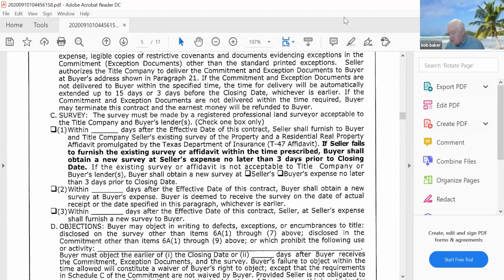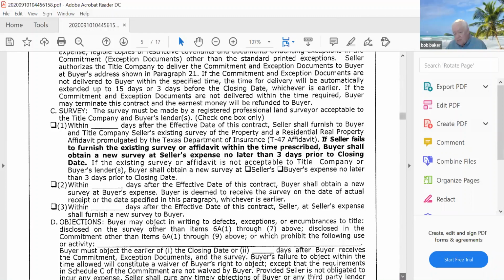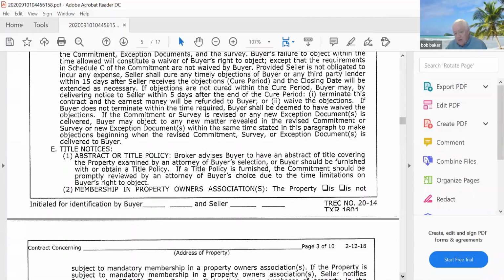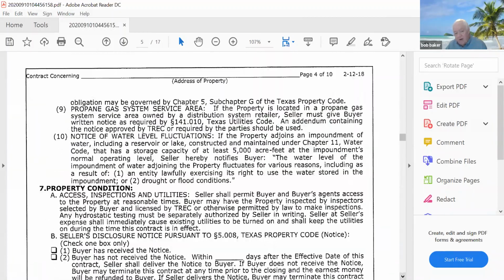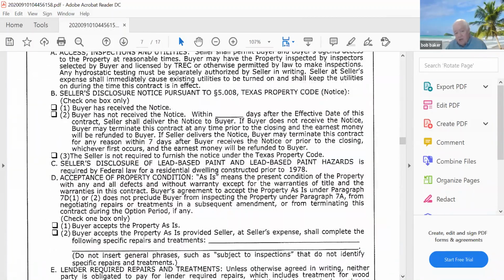Okay, question 7. We're talking about the seller's disclosure notice. And the seller's disclosure notice is cleverly disguised and hidden in paragraph 7B, where you see the title says seller's disclosure notice.